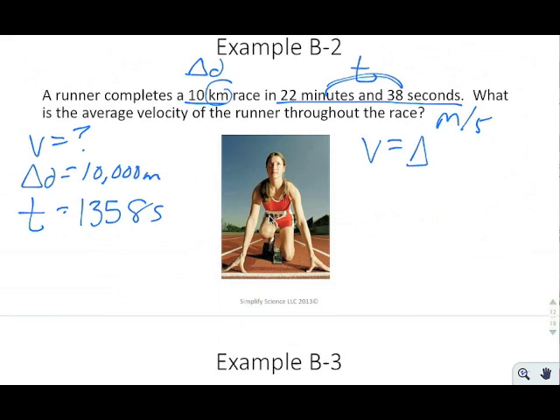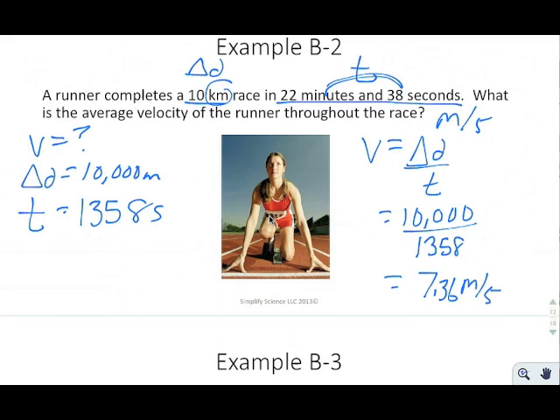So now we have a displacement, we have a time, we write our equation. V equals delta D over T, or 10,000 divided by 1,358 equals. And when you do that, you end up getting a number like 7.36 meters per second.